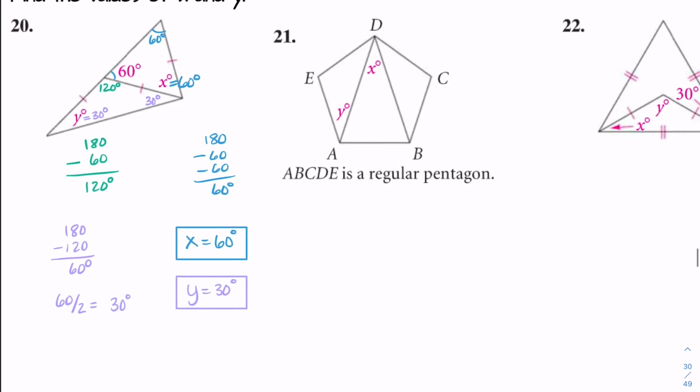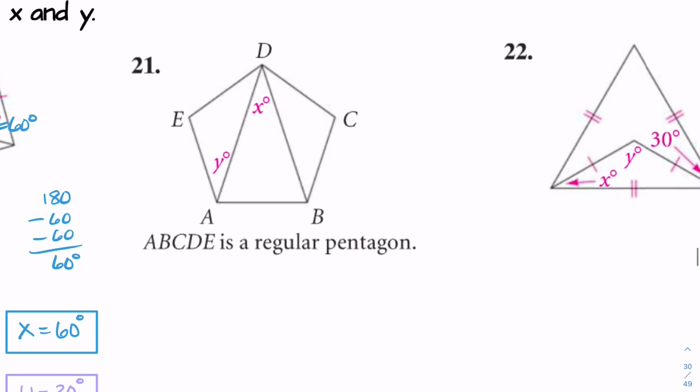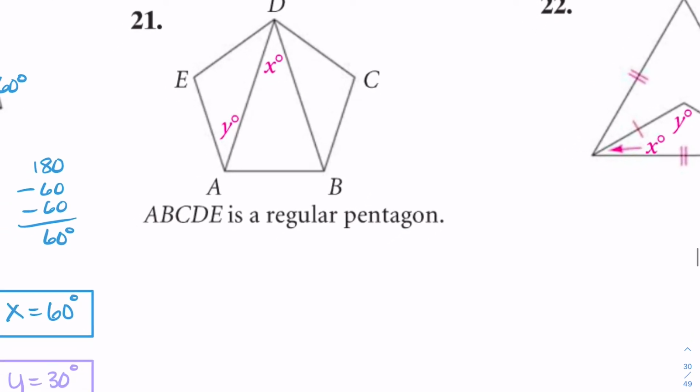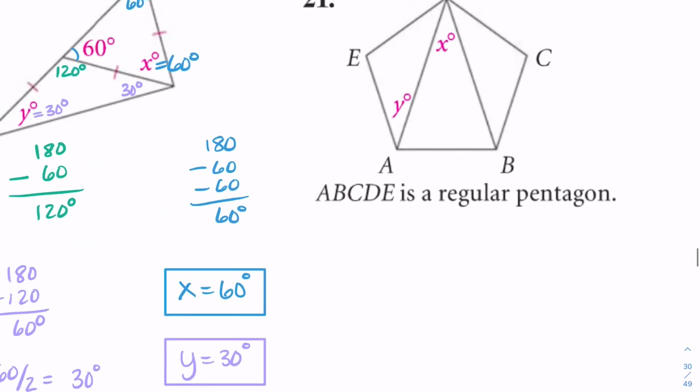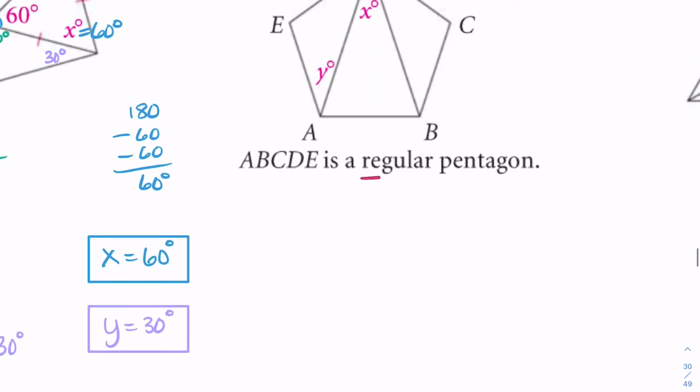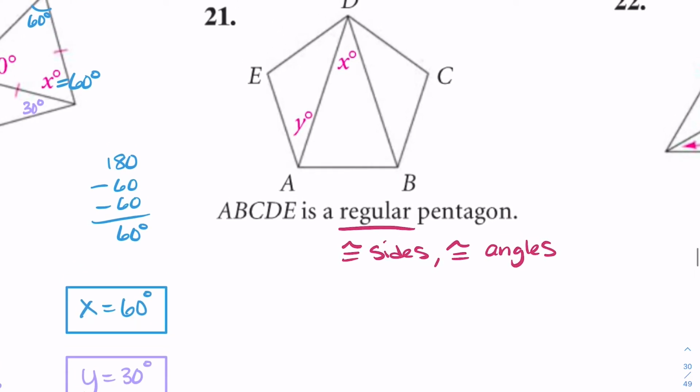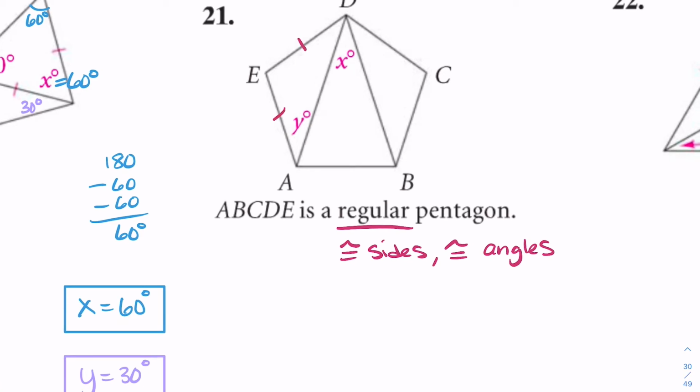All right, this next one is a regular pentagon, and don't forget, the word regular means congruent sides and congruent angles. So you have both congruent sides and congruent angles. So we know that this is congruent to that, which makes it isosceles. This and that and that. So we have congruent triangles on the left and the right.